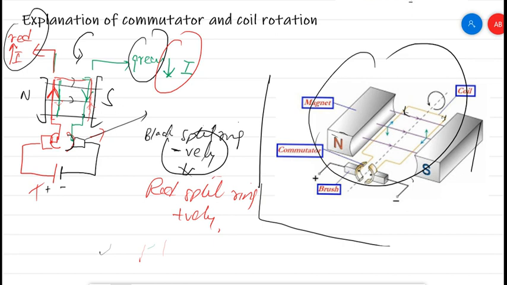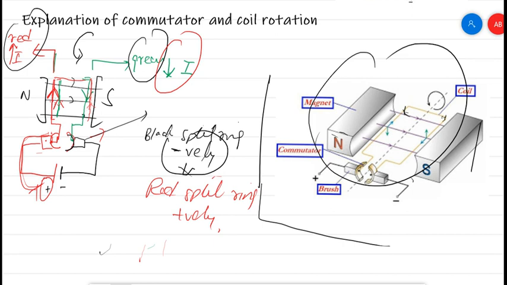So there's no problem, no confusion, even when this green reaches that side, because the supply is the same. It means the direction of the current will also be the same, because it is fixed with the commutator. So due to the commutator, the direction remains opposite even when the side has changed.